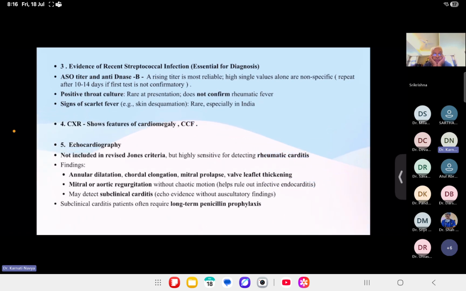Signs of scarlet fever, for example skin desquamation, are rare, especially in India. Chest X-ray usually shows features of cardiomegaly or congestive cardiac failure. Echocardiography is not included in the revised Jones criteria, but is highly sensitive for detecting rheumatic carditis. Usually they present with findings of annular dilatation, chordal elongation, mitral prolapse, and valve leaflet thickening. Mitral or aortic regurgitation without chaotic motion helps rule out infective endocarditis. It may detect subclinical carditis, echo evidence without auscultatory findings. Subclinical carditis patients often require long-term penicillin prophylaxis.